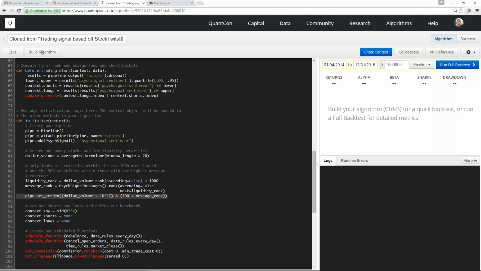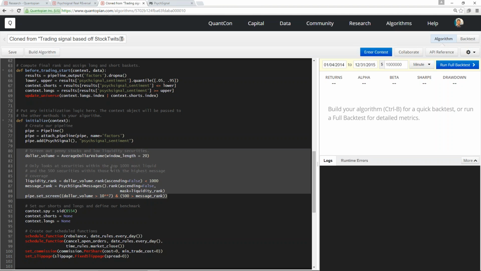We create this pipeline in the initialize function. At the very top, we say pipe equals pipeline, parentheses. And then we attach the factors that we've created. One of them is the sentiment. The other one is this. I'm only attaching my psych signal factor, and then I'm screening out everything else based on everything else.